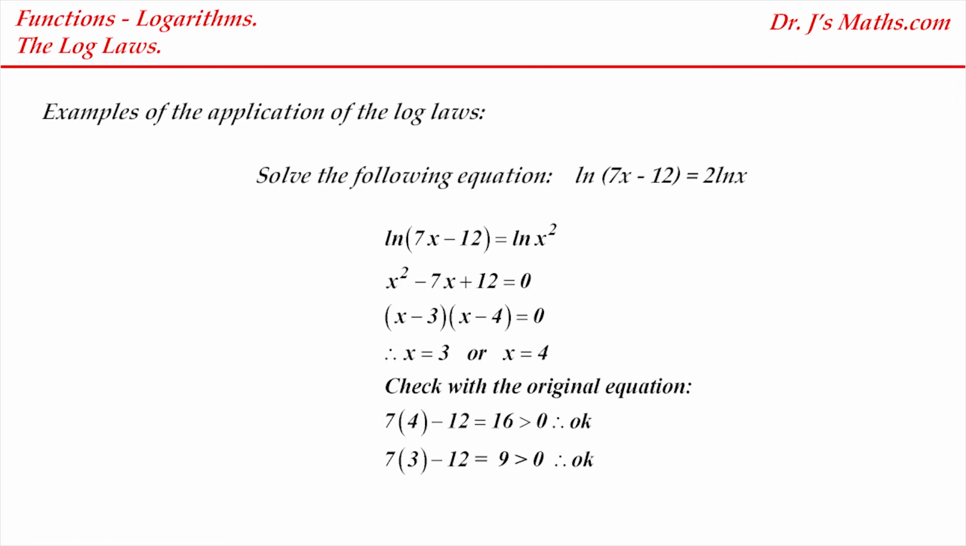Because remember, we can't take the log of a negative number. So we have 7 times 4 minus 12, which is 16, positive, greater than 0, it's okay. Put in the 3, same thing, 9, greater than 0, okay. So both those values are fine, so x equals 3 or x equals 4.